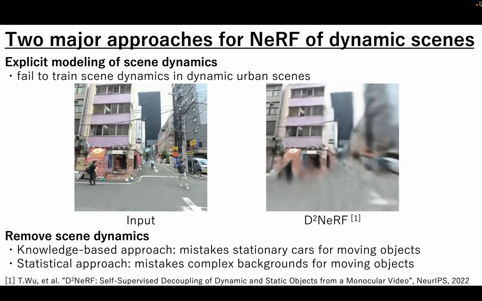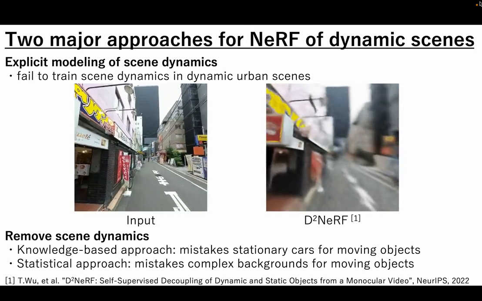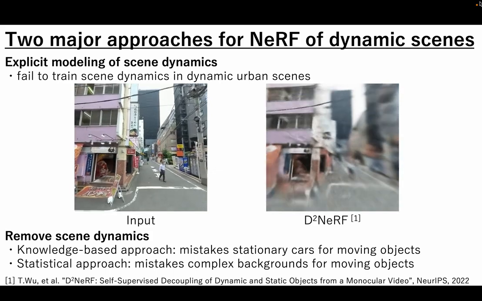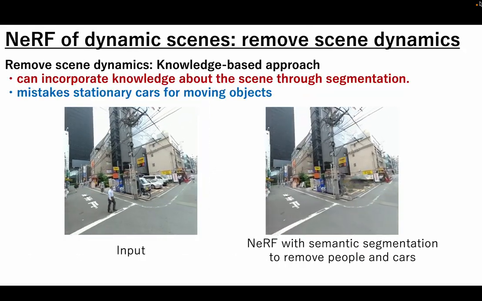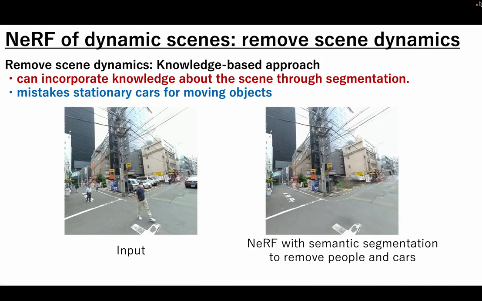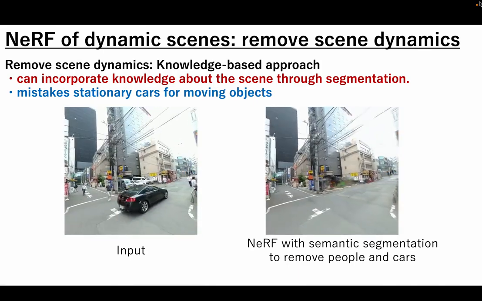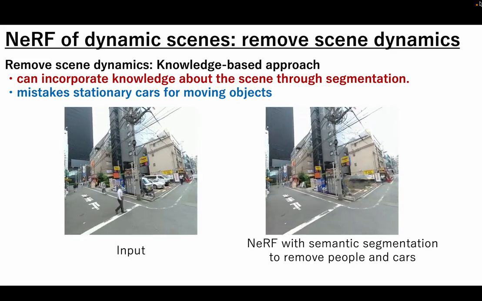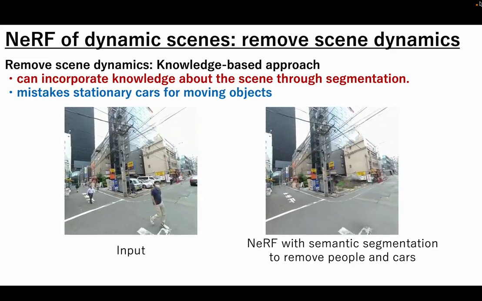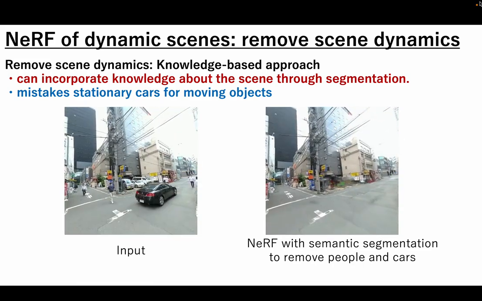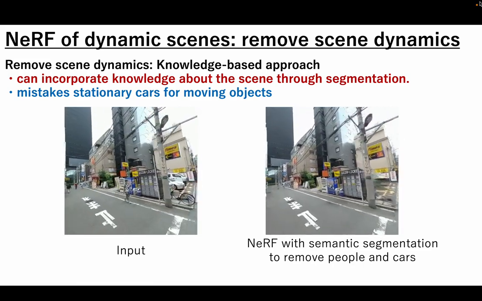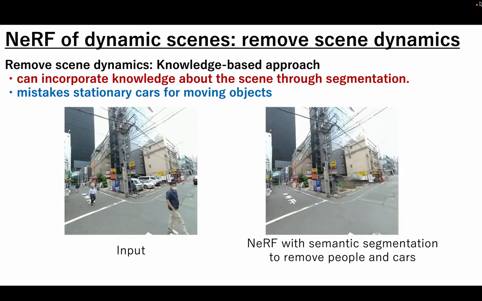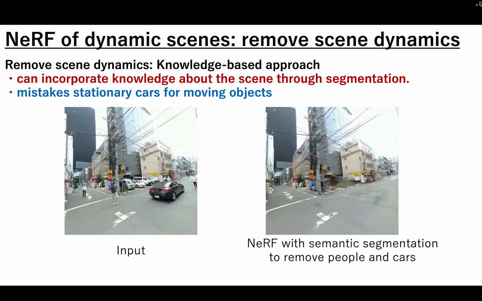There are two primary methods for excluding scene dynamics from the learning process: the knowledge-based approach and the statistical approach. First, the knowledge-based approach, which removes objects of a specified category by incorporating knowledge about moving objects, can consistently remove moving objects such as people and cars. However, it erroneously removes stationary objects from learning when they do not move consistently within the category. In this example, a stationary car parked in a parking lot would be removed from the training.